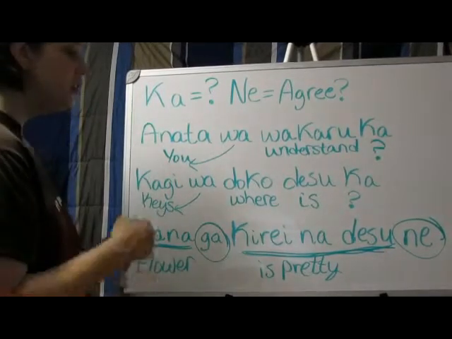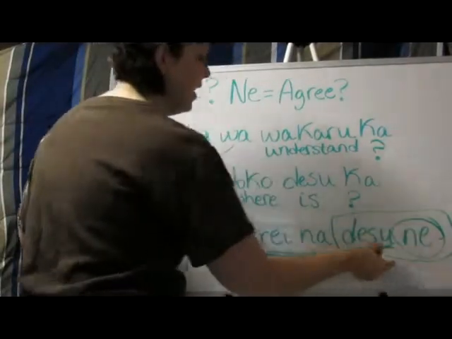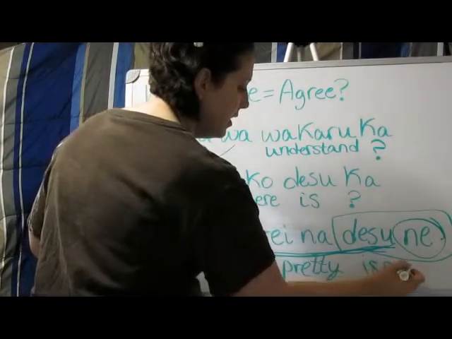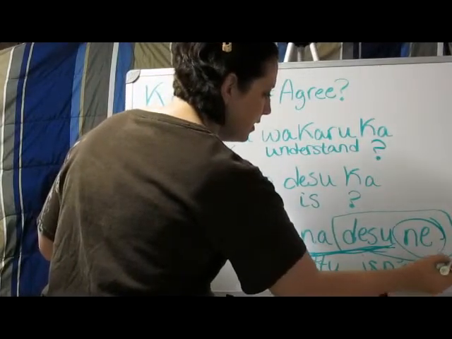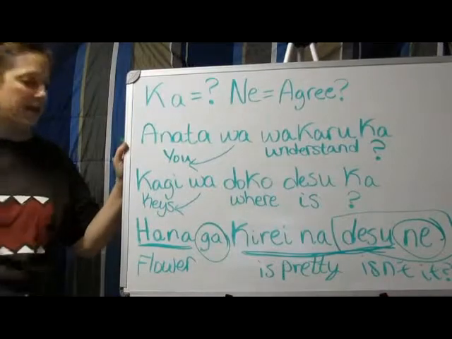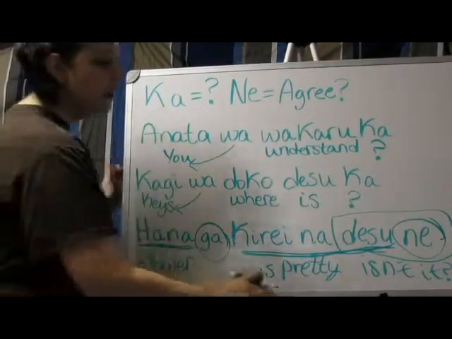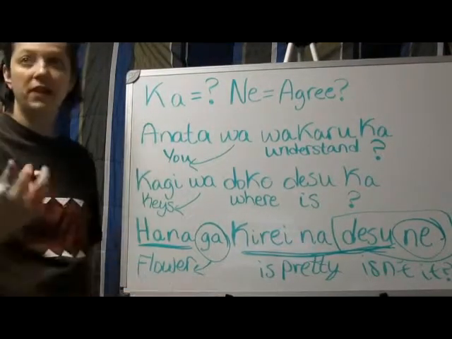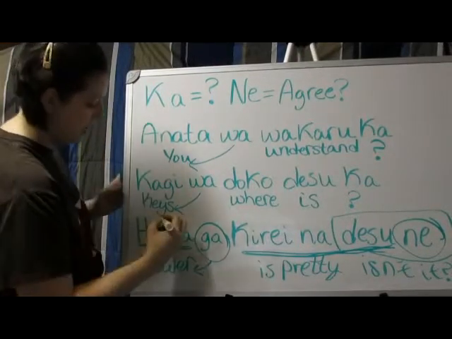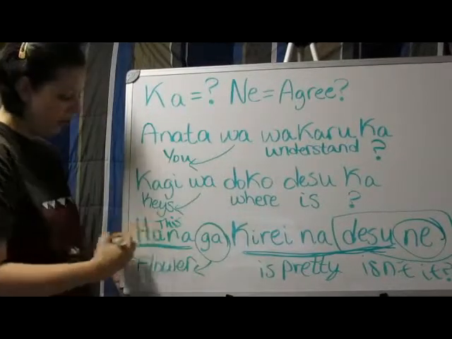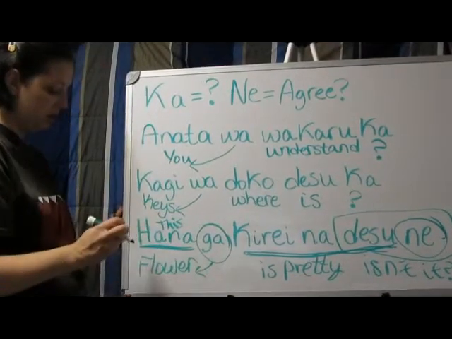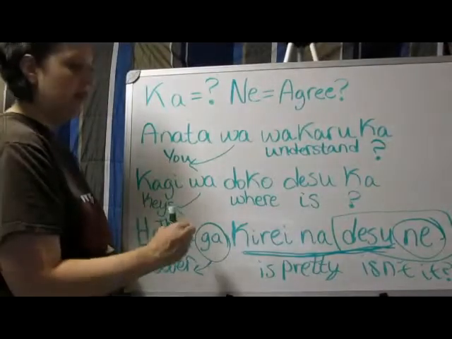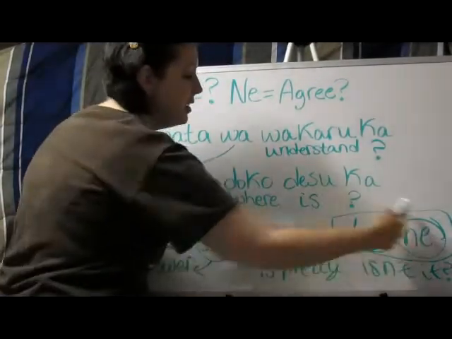A lot of times when you see desu ne, it's translated as "isn't it?" Okay? So, flower is pretty, isn't it? And, like I said, the ga adds specificness to it. So, this flower, you could even say. In fact, there's a word that you could put in front of here that you'll learn later that would make this sentence work even better. But, one thing at a time. This specific flower is pretty, isn't it?